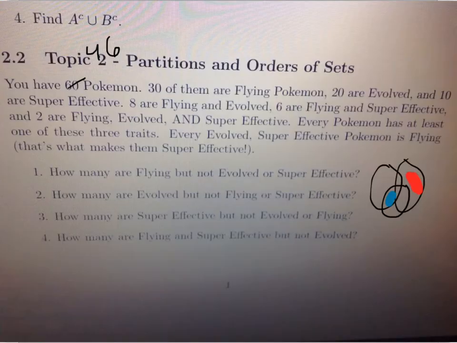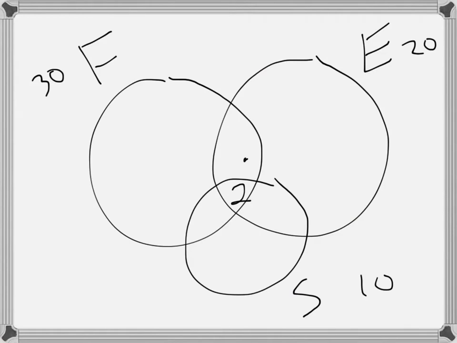So let's go back to the sheet. Flying and evolved, there are 8 total. That's this line. And then there are 6 that are flying and super effective. So let's remember that for a second. Flying and evolved, there are 8 total, but I've already considered 2 in that bubble there. So there should only be 6 more here. And then there were 6 total that were flying and super effective, but I've already got 2 in the very center, so there should be 4 more here.